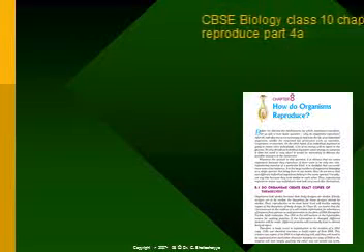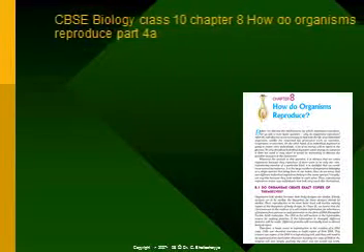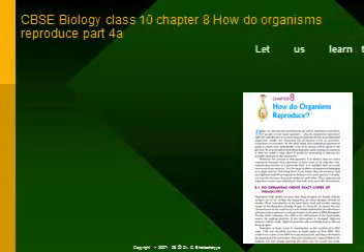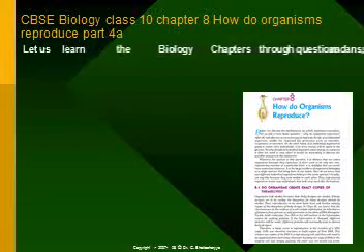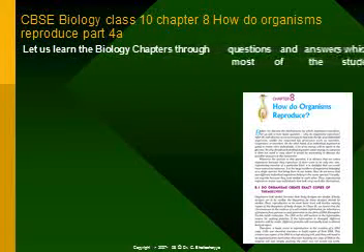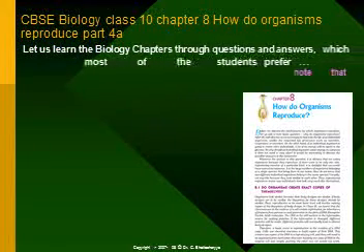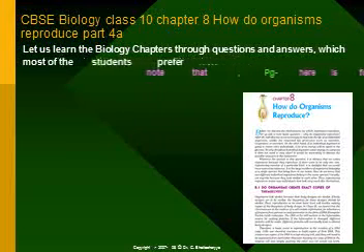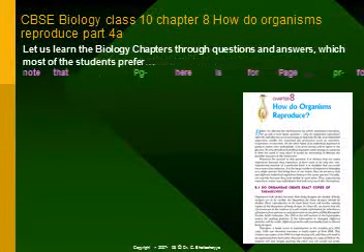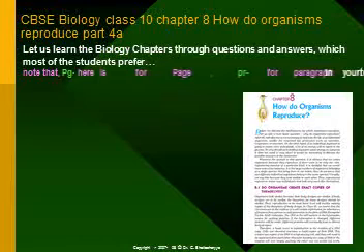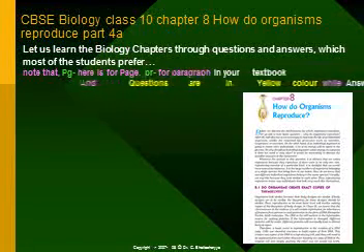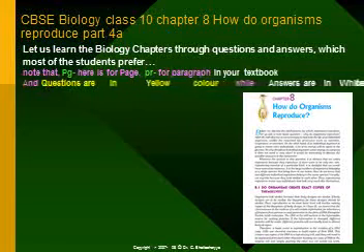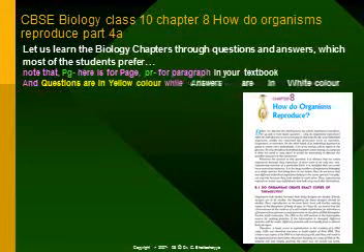CBSE Biology Class 10 Chapter 8: How do organisms reproduce? Part 4a. Let us learn the biology chapters through questions and answers, which most of the students prefer. Note that PG here is for page, PR for paragraph in your textbook, and questions are in yellow color while answers are in white color.